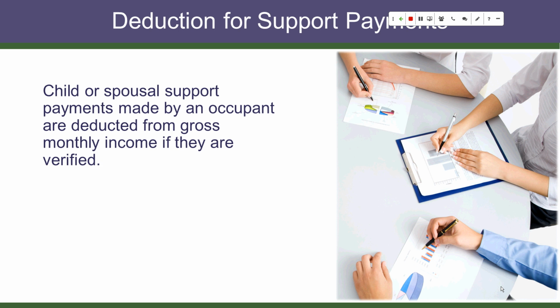Child and spousal support payments made by an occupant can also be deducted from the gross monthly income as long as it's verified. As long as you have supporting documentation, such as a legal document or a declaration confirming that the payments are made and the amounts and the dates, then that can be excluded from the calculations.